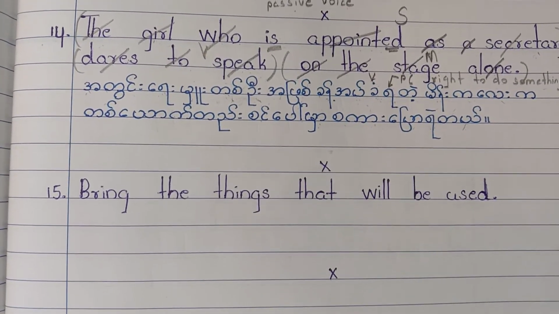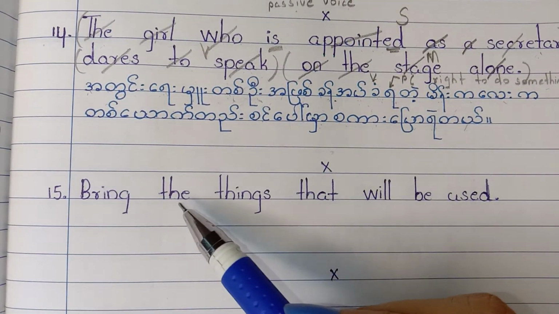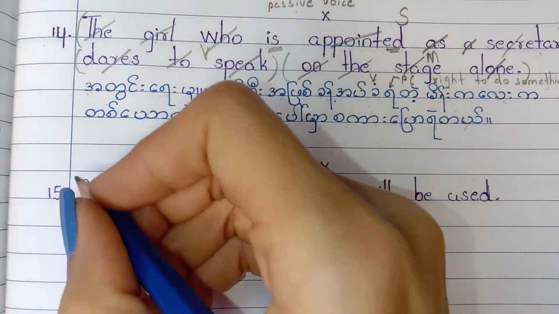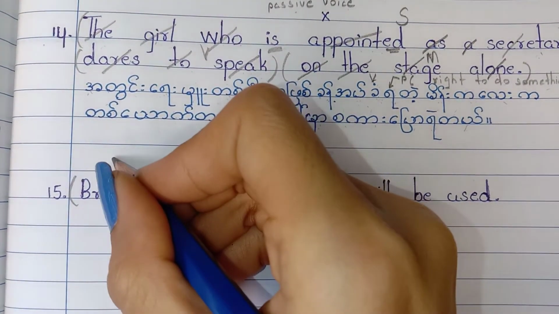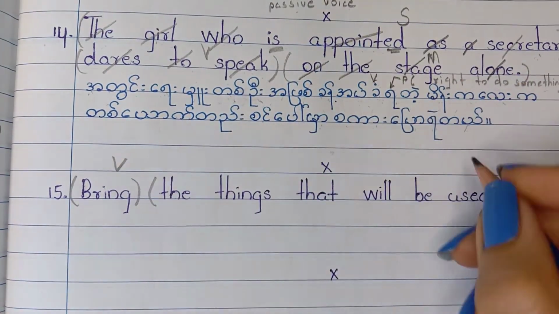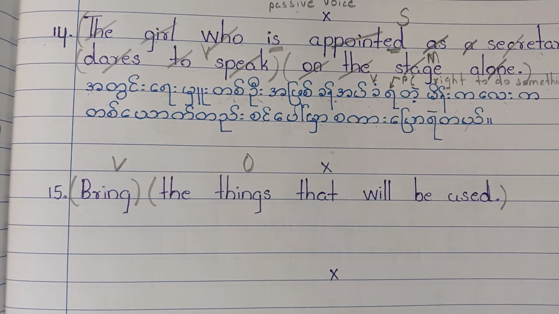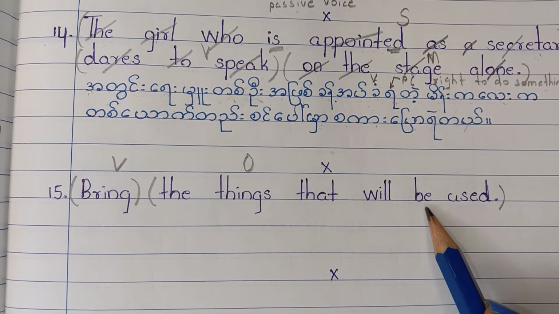The last one. Bring the things that will be used. So bring is the verb. And then the things that will be used is the object.